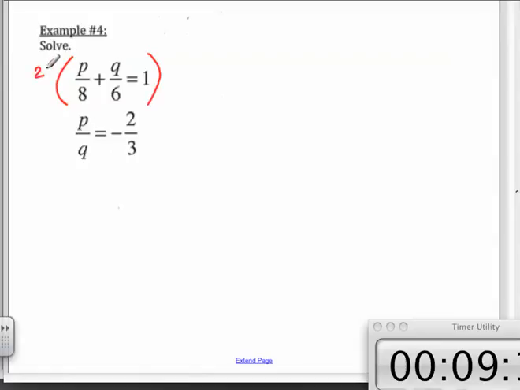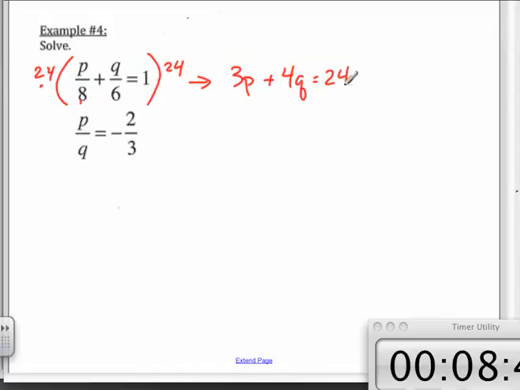So I'm going to multiply this by 24 on top and bottom. I'm just going to change this one first. So 24 and 8 here and here, that cancels, and this becomes 3p. Is everybody happy with that? Does that make sense? Yeah. Okay. Now the 24 with the 6 cancels and it becomes 4q. So 3p plus 4q is equal to 24.